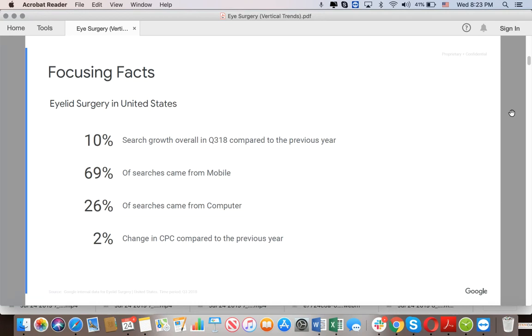2% change in CPC compared to the previous year. This number is not really big because if you spend $10 per click, you will spend right now $10.20. It's not big, but again, how you manage that is really important.